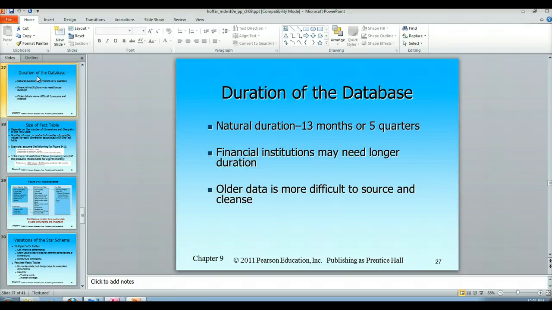There are so many environmental differences and so many physical differences in your data. The structure of data was very significantly different prior to and after Sarbanes-Oxley. So when we say the duration of the database is 13 months or 5 quarters, that's typically because there are such significant changes to your data that this is our data for that span of time and we're moving on.